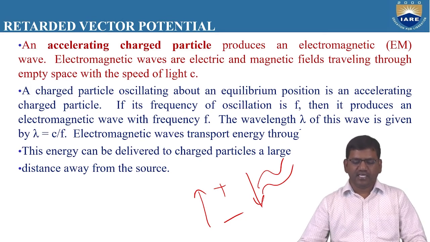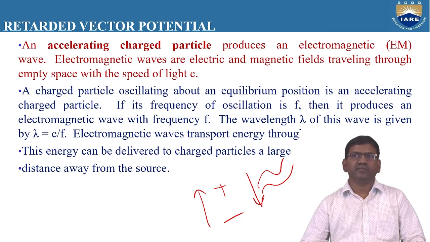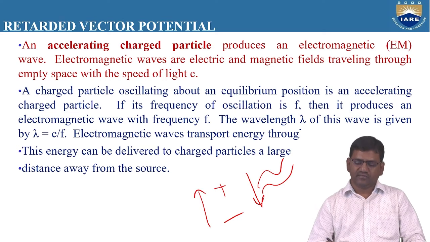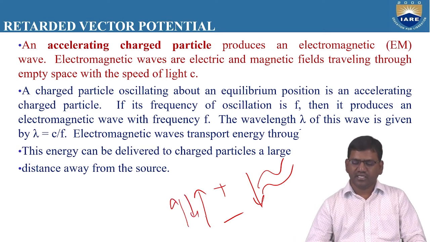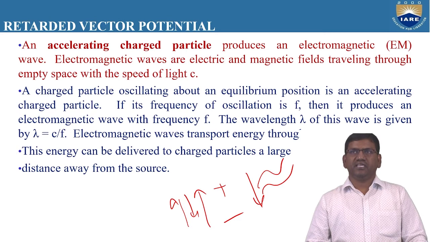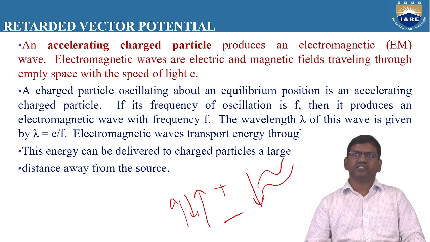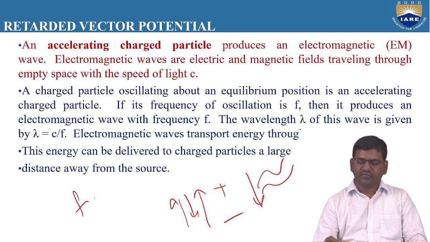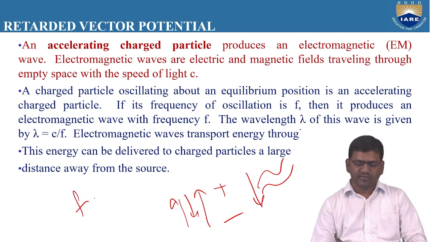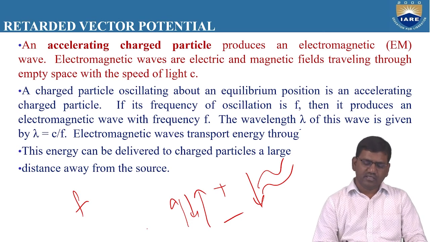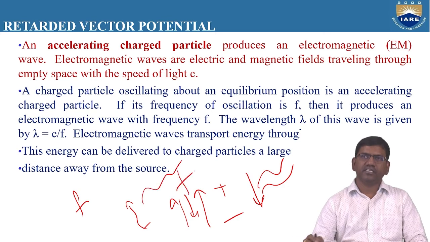And here a charged particle oscillating about an equilibrium position is an accelerating charged particle. So a charged particle fluctuating back and forth constantly is known as an accelerating charged particle. If its frequency of oscillation is f, then it produces an electromagnetic wave with the frequency f. That means when the charges are moving back and forth, an electromagnetic wave is produced with some frequency f.